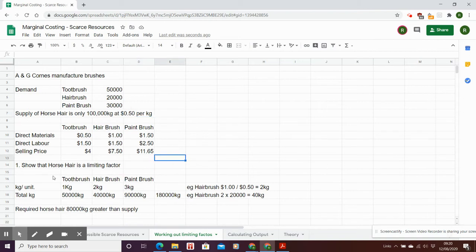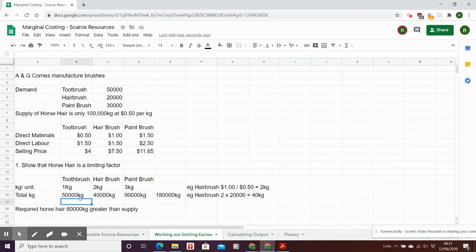So the first thing we need to do, if we're going to prove we've got a problem with the lack of supply of raw materials, is to find out how much raw material we need per product. So for a toothbrush, we would do 50 cents of raw materials, divide that by 50 cents per kilogram, and that gives us 1 kilogram of horsehair per toothbrush. Seems quite a lot. It's going to be a big toothbrush. Okay, the calculation for the hairbrush and the paintbrush gives me 2 and 3 kilograms.